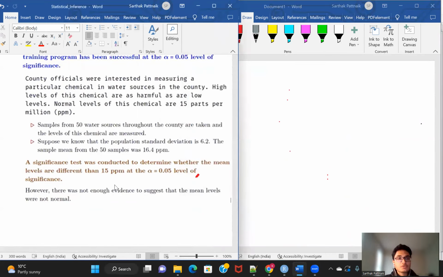So the question says, county officials were interested in measuring a particular chemical in water sources in the county. High levels of this chemical are as harmful as low levels. Normal levels of this chemical are 15 parts per million. Samples from 50 water sources throughout the county are taken and the levels of this chemical are measured. Suppose we know that the population standard deviation is 6.2, and the sample mean from 50 samples was 16.4. A significance test was conducted to determine whether the mean level is different from 15 ppm at an alpha level of 0.05 of significance.